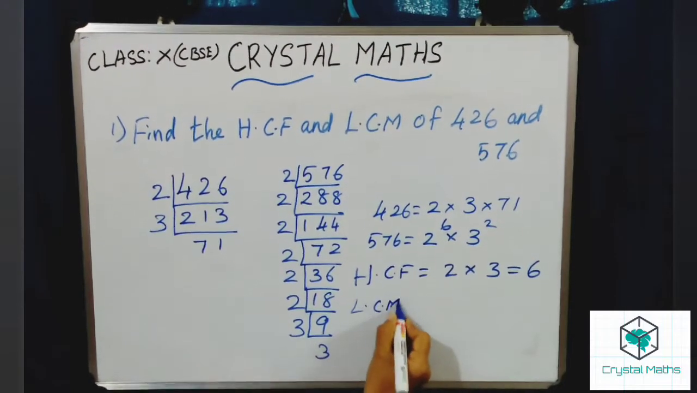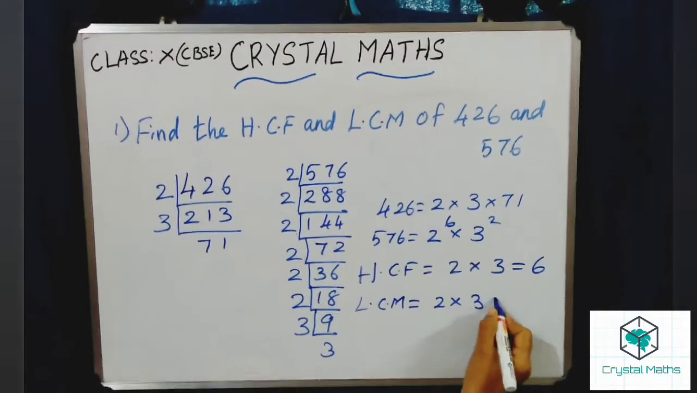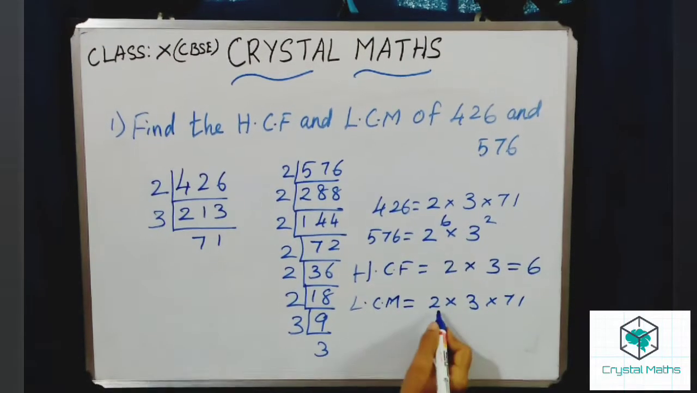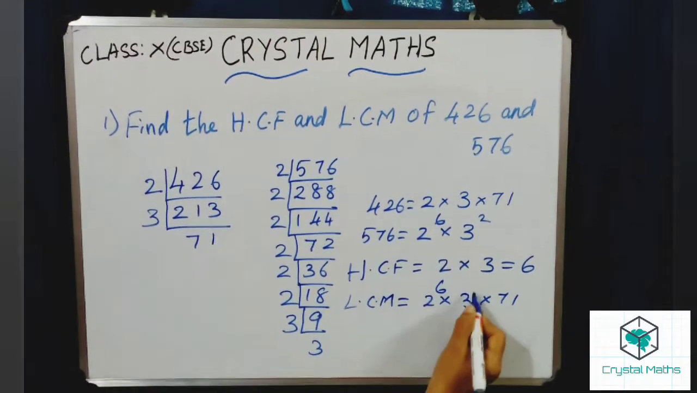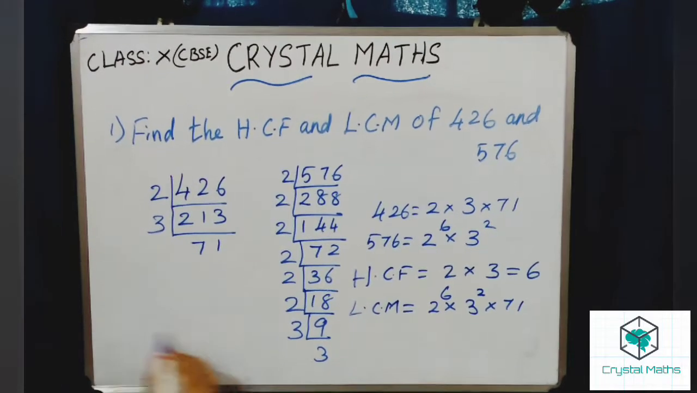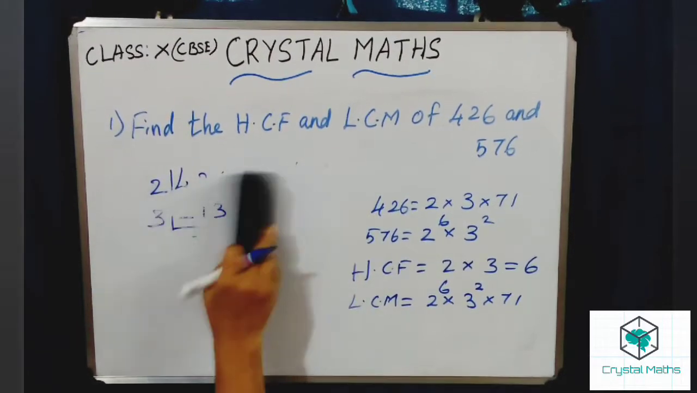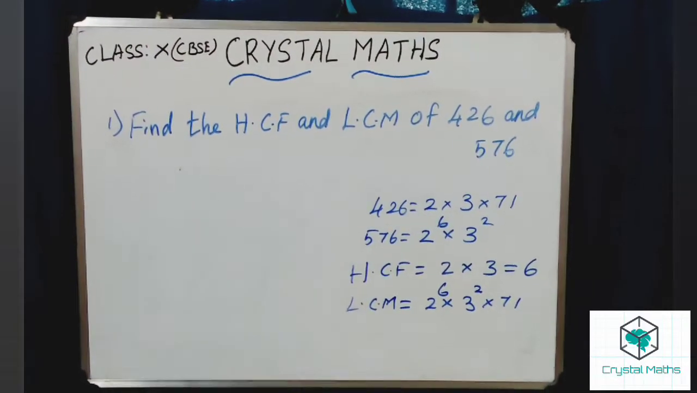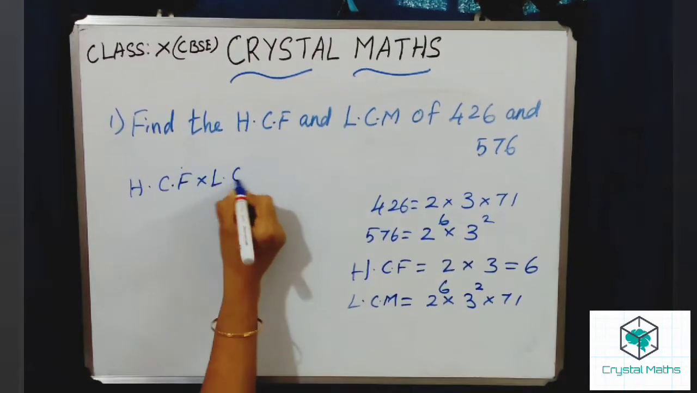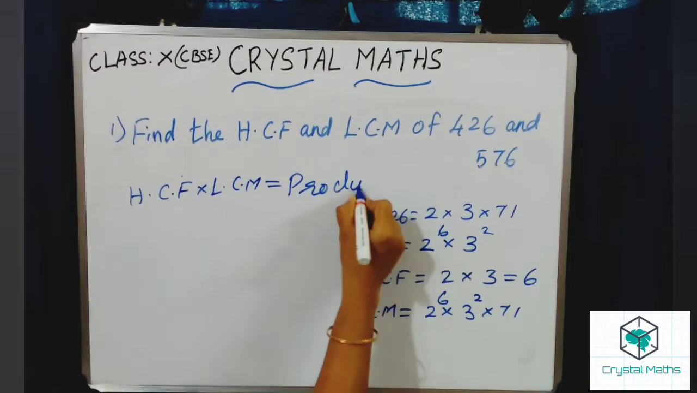LCM. For finding LCM, we need to write all the factors over here: 2, 3, 71. And write down the highest power of each. Highest power of 2 here is 6. For 3, 2. This is the answer for LCM. And one more result we should remember, that is HCF into LCM equals the product of two numbers. Let us verify here.